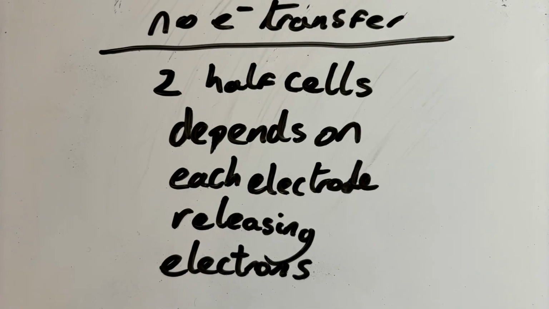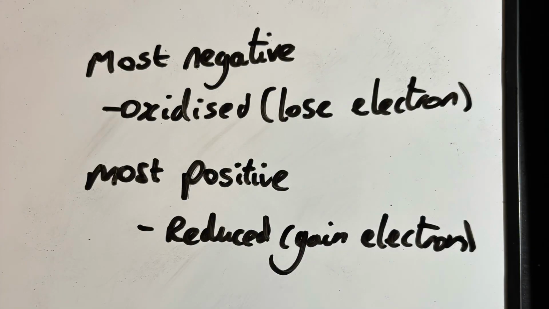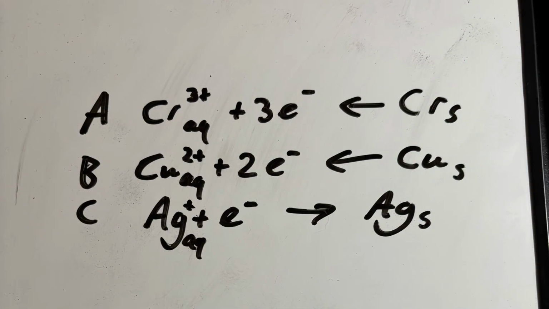Now, in a half cell by itself, or an isolated half cell, there is no electron transfer. However, in two half cells, it depends on each electrode releasing their electrons. The most negative electrode is oxidized, and the most positive electrode is reduced. And this makes sense because obviously opposites attract. So you can work out the overall equation with this principle.